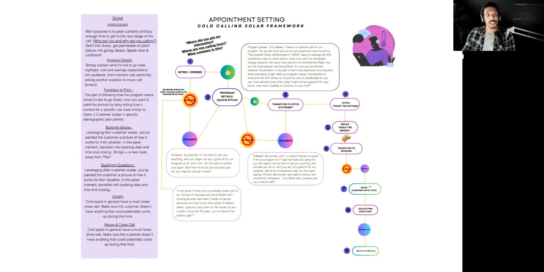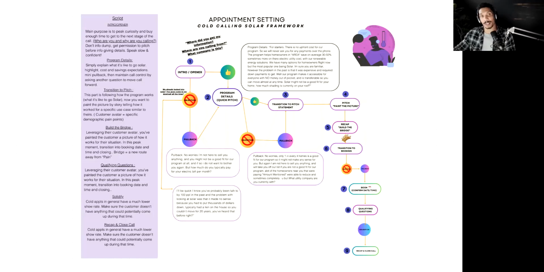Then you want to get permission to pitch before giving away the details. Speak slow and speak confident. A lot of times, when you get cold called, if you are a business owner or a homeowner, you more than likely get cold called, right? And if you happen to answer a phone that says scam likely, what happens? They immediately start trying to pitch their entire program, and it's just such a turnoff. Don't do that. Speak confident, say exactly what you're calling for, who you are, where you're calling from. But then don't give away all the details right away.